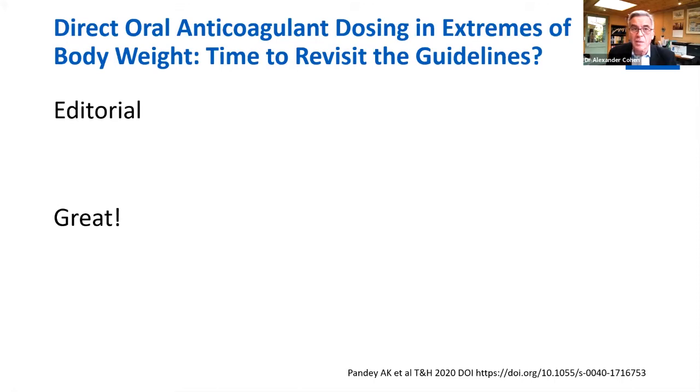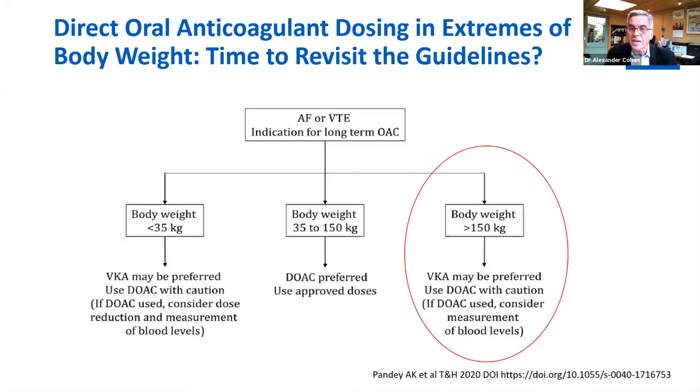So just in the last couple of weeks, there's been an editorial that has been published in response to some of the research, and it was great, and it said, direct oral anticoagulant use in extremes of body weight, time to revisit the guidelines. Well, that's great. Except they came up with their own guideline, which drove me crazy. And they said, now let's just shift it from 120 to 150, and let's just shift it from a BMI of 40 to 50. Well, more speculation. We don't need that.